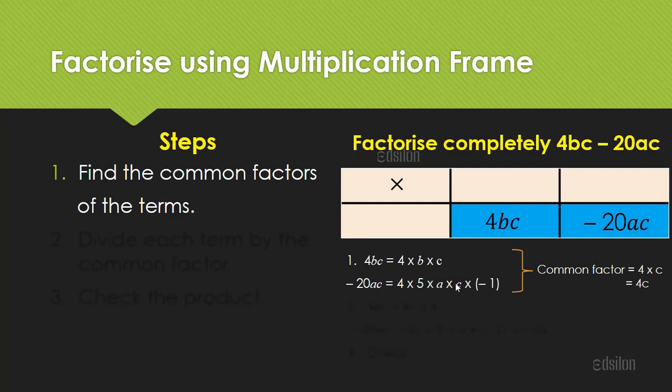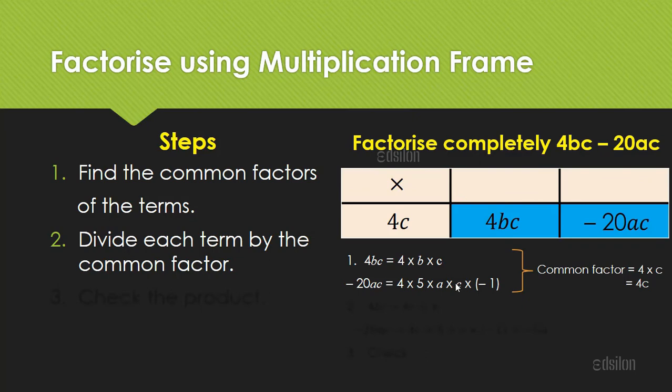Where do I write 4c in the multiplication frame? It's right here. How do I fill in the remaining two boxes? What is my second step? We divide each term in the blue boxes by the common factor. Let's begin with 4bc. Divide 4bc by 4c. We observe from here again, 4bc divided by 4c, we are left with the factor b. 4bc divided by 4c is b, and we write b in this box here.